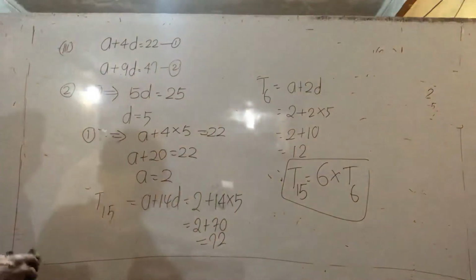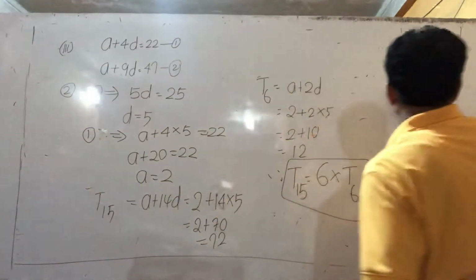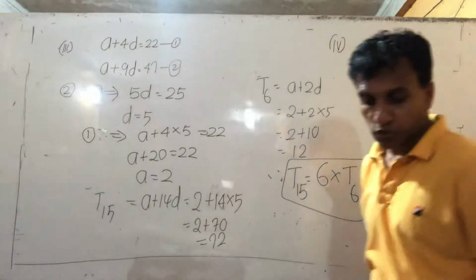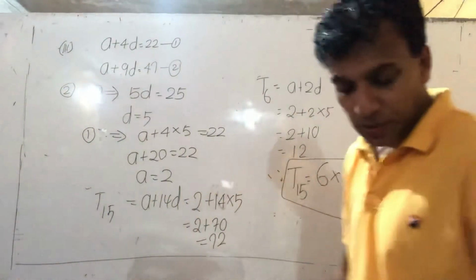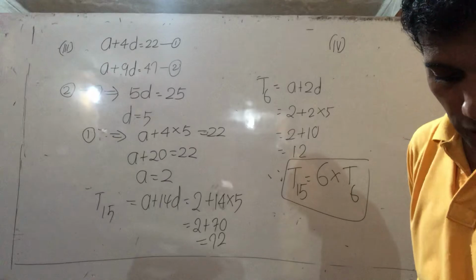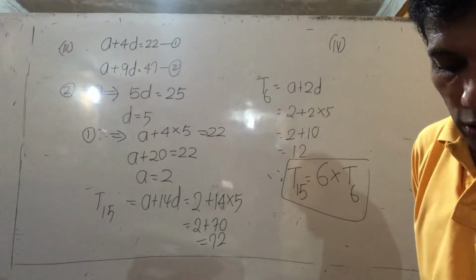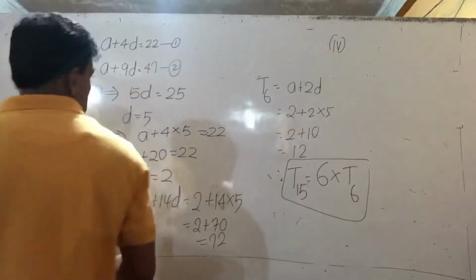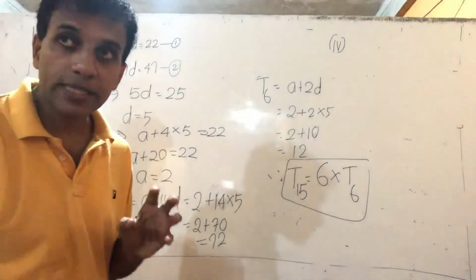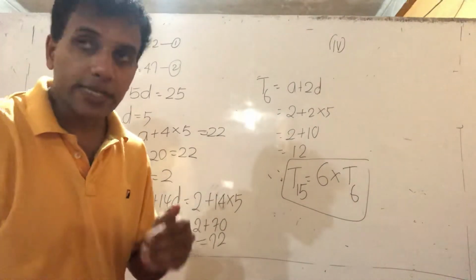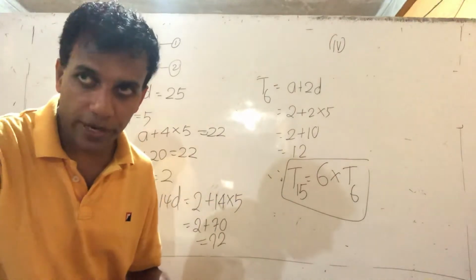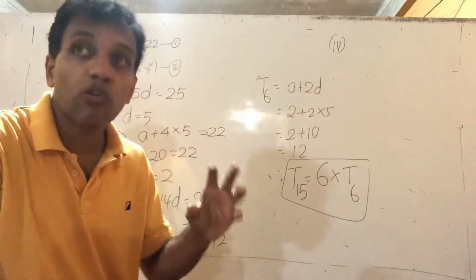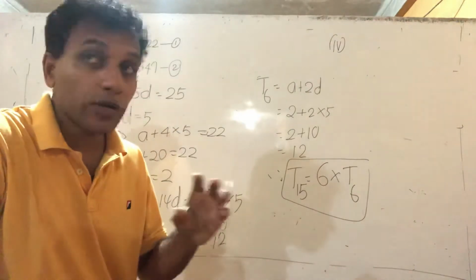Try the next question, problem 4. Here all types are preparing an equation and solving. In an AP, the sum of the third term and the sixth term is 42. They described it in word form, right? Sometimes, my dear children, they will give the notation form also.